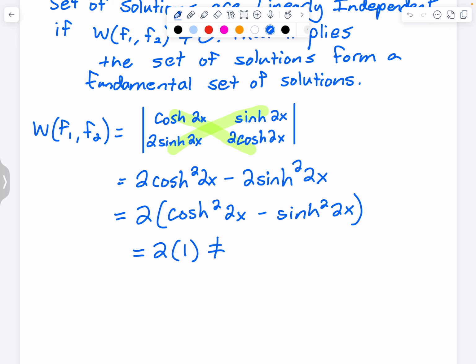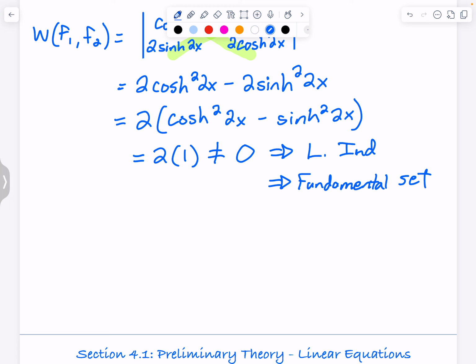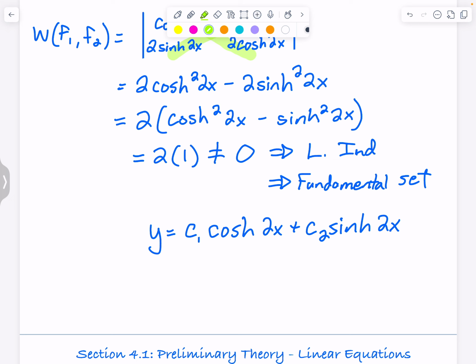Okay, so this means this is not 0, and that proves that they are linearly independent. And then since they are linearly independent, that tells me that they are the fundamental set of solutions. And then they asked us to form the general solution. So y equals c1 cosh 2x plus c2 sinh, or hyperbolic sine, 2x. So there is our solution. I'll usually do green or do orange.